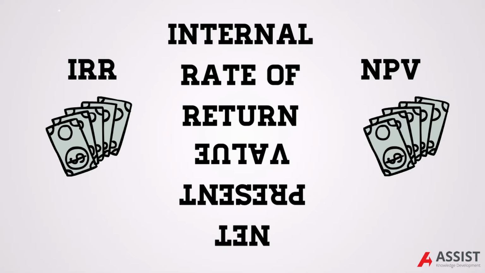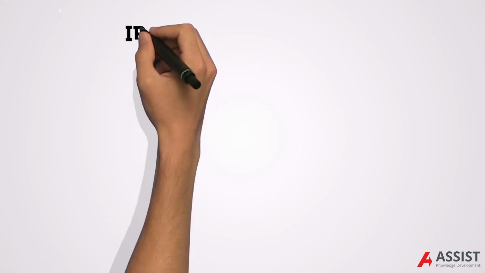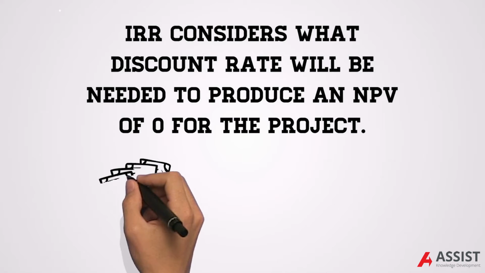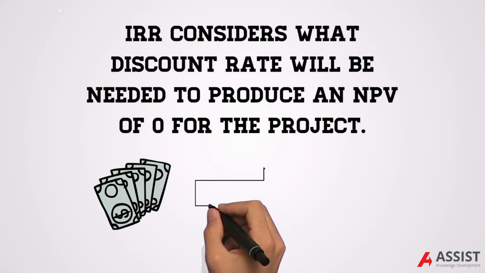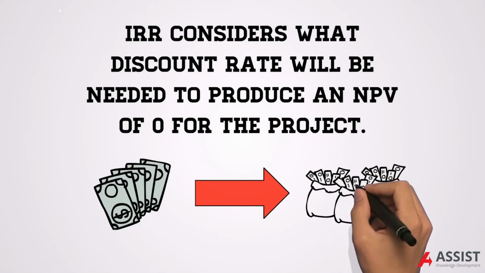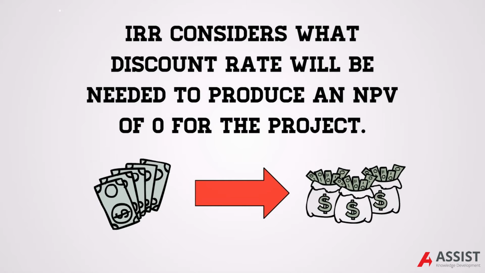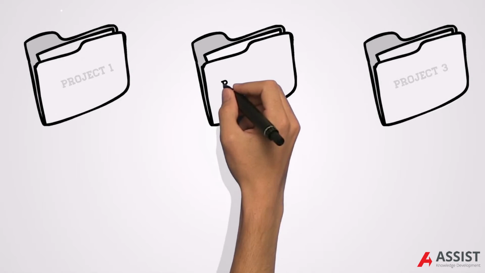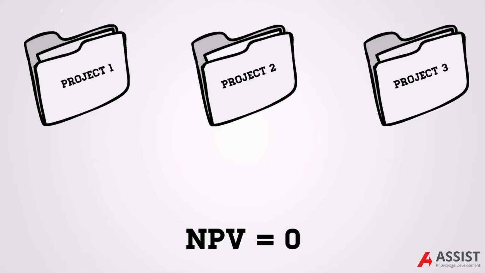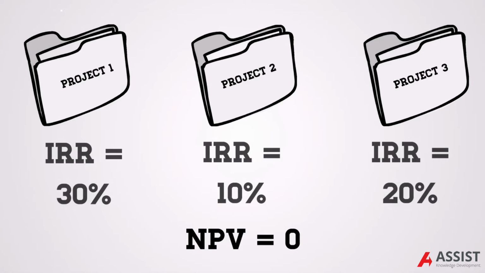Instead of deciding a discount rate and applying the appropriate discount factors to the project cash flows to produce a net present value, IRR considers what discount rate will be needed to produce an NPV of 0 for the project. This rate simulates the return on investment offered by the project and enables a comparison with other projects competing for the same funding. All competing projects or investments have an NPV of 0, but their differing IRRs represent the discount rates that were required to produce the NPVs of 0.